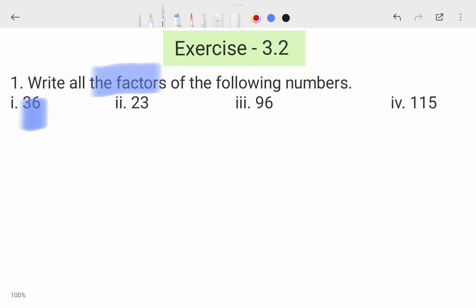So generally, factors are nothing but the numbers which divide a particular number. Okay, you will not understand, so I will explain again. Let's suppose this is 4, and I am telling you to write the factors of 4. So what are the factors?